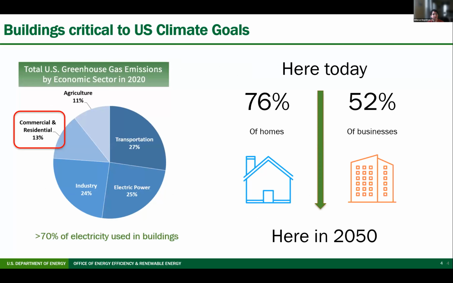So to dive in, as I'm sure all of you on this call know, buildings are critical to our US climate goals. But in particular, there's a couple of stats that I think are quite reflective of how critical buildings are. The first being that commercial and residential buildings make up 13% of US greenhouse gas emissions across all of the different sectors. Then more particularly, the buildings that are built today, for the most part, will still be here in 2050. So we're seeing quite a lot of focus and energy being put towards existing buildings in particular.